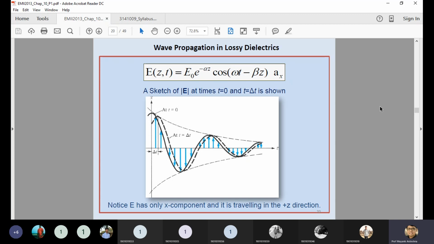So E(z,t) exponentially decreases with how much? E0 e raised to minus alpha z. Initially you can see the equation is only E0, which has either a sine or cos term. But now they have modified it to E0 e raised to minus alpha z. And they are moving in the positive z direction. You can easily identify the signal is moving in the z direction, which is the time varying behavior, and it exponentially decreases with distance.